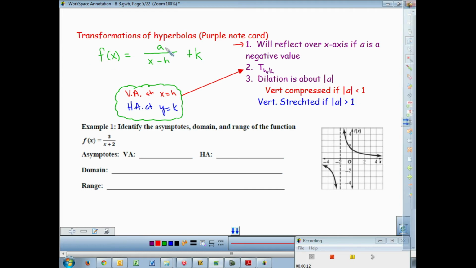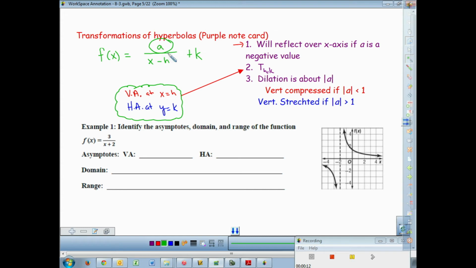f of x equals a over x minus h plus k. The a value is this dude right here, the dude in the numerator. You see how this is still a hyperbola right here because you've got the x in the denominator. It is a hyperbola. Cool? If a is negative, that thing will reflect over the x-axis. If a is positive, it will not. You all down with looking at that, our a value?